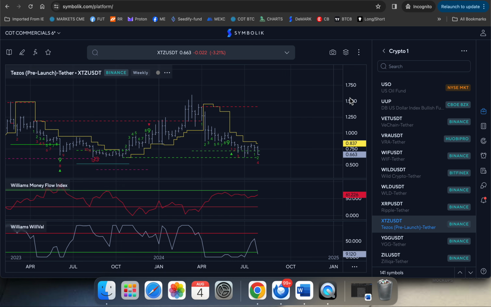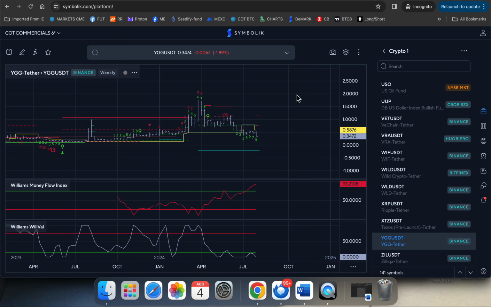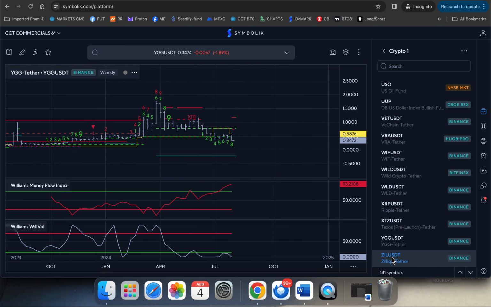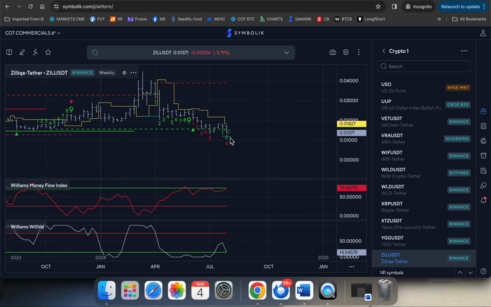XTZ. Looks like it might hold 62 cents. Worst case, 43 cents. YGG, if gaming will ever heat up, this one should do good, but you're looking at 19, maybe 20 cents. That's negative, so let's hope it doesn't go to that. And Zill can run when it gets hot, it'll run, but for now, it's not doing too good.